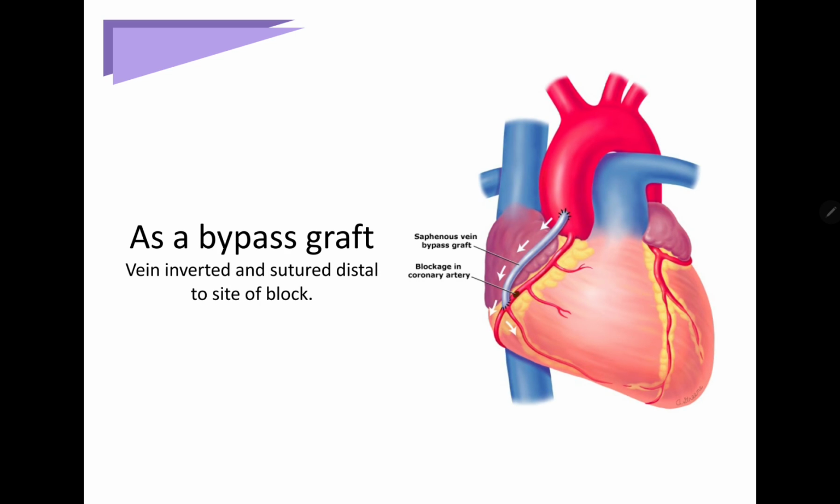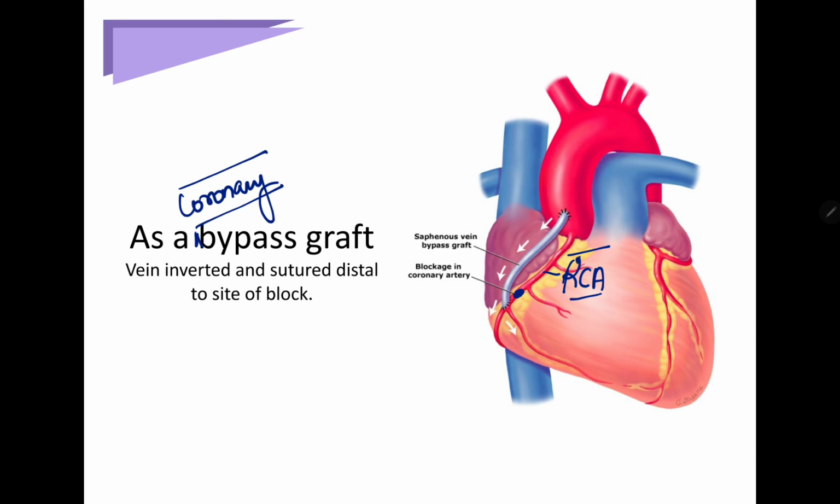The saphenous vein has been quite often used as a bypass graft. Bypass is where the coronary bypass graft. Just imagine that this is the right coronary artery, which has a block or a thrombus, which has led to poor perfusion or poor flow of blood into its distal branches, right? So the blood cannot flow past the block.